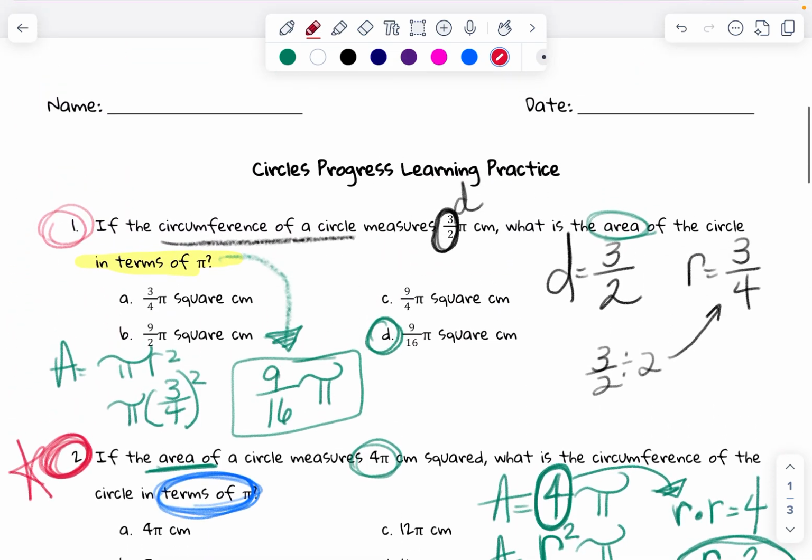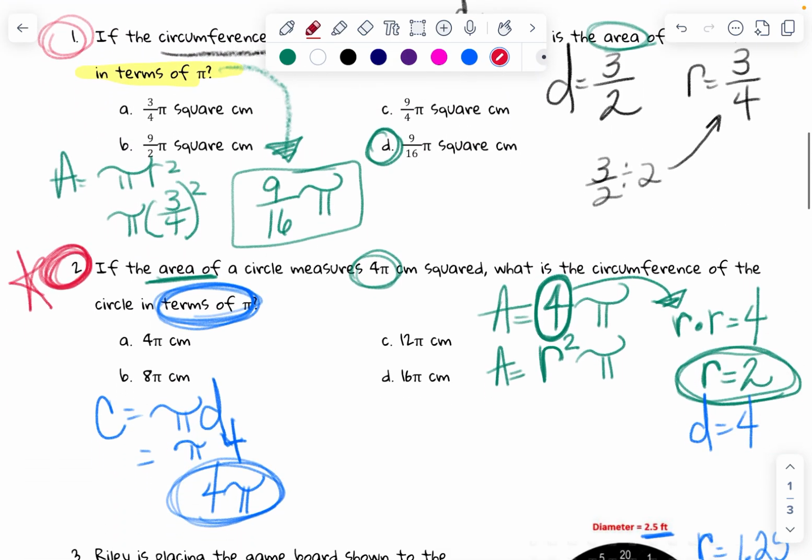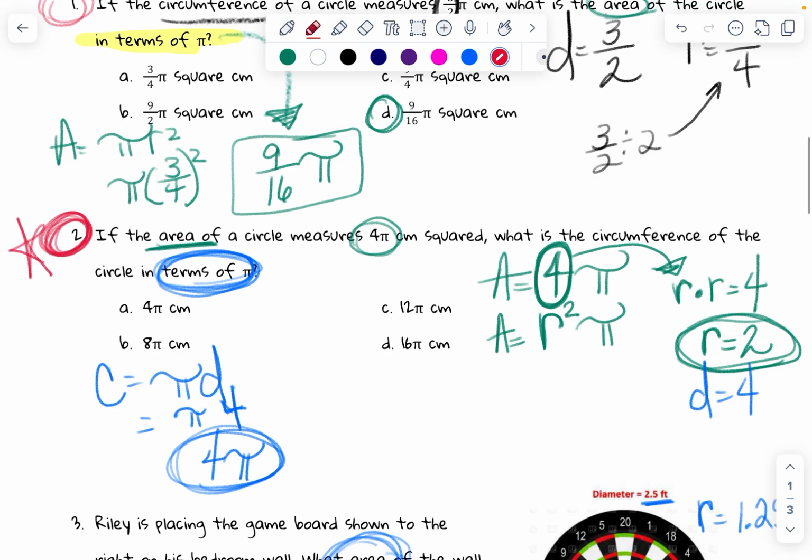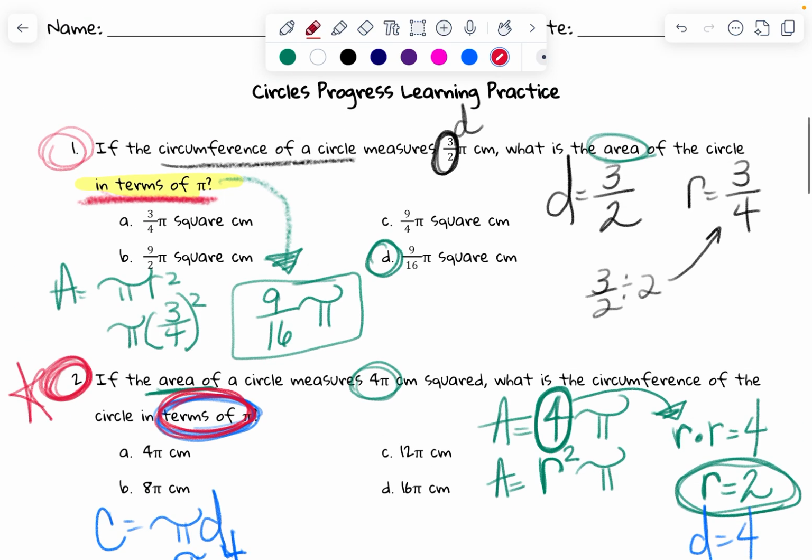But I feel like you need to have every one of these. All of these notes you're going to need on the formative. The formative has 10 questions on it. So you need to really make sure you can write things in terms of pi and that you understand what that means in terms of pi. And you need to be able to know what to do if you are given the circumference and the area.